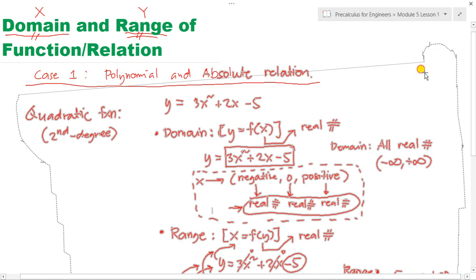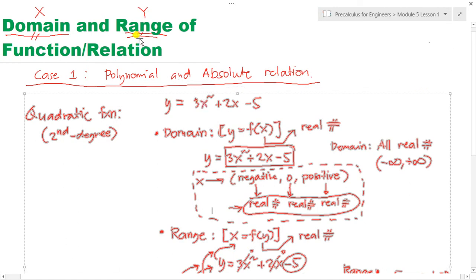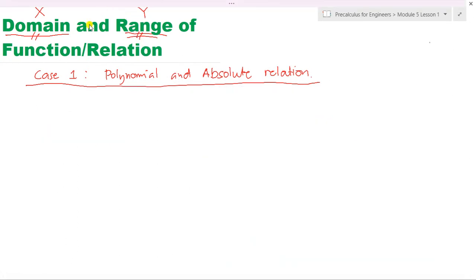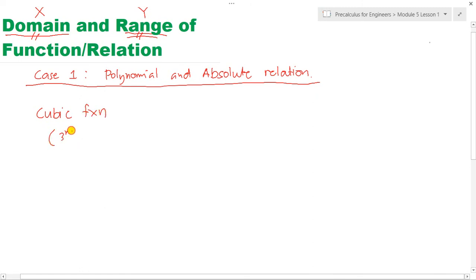Cubic. So, cubic na ta. Cubic, ang degree niya kay 3. So, let's jump to cubic function, wherein the exponent is of a third degree. Okay, so let's say you have a function y is equals to 3x cubed plus 2x squared plus x plus 1.